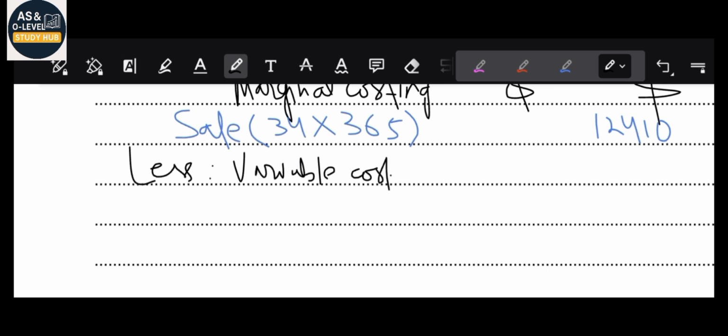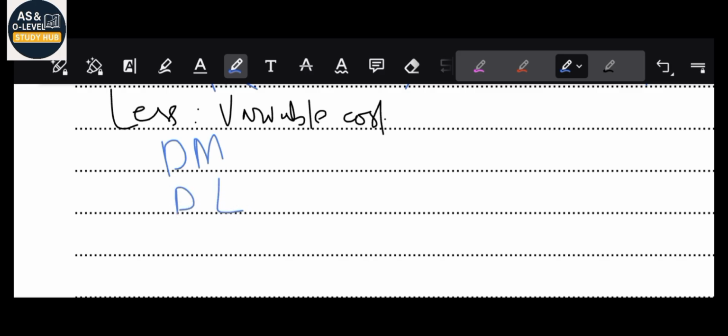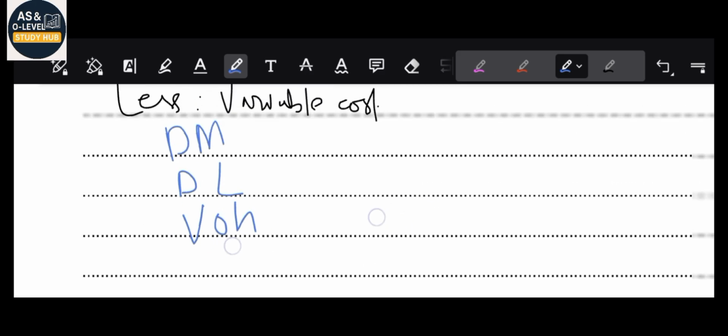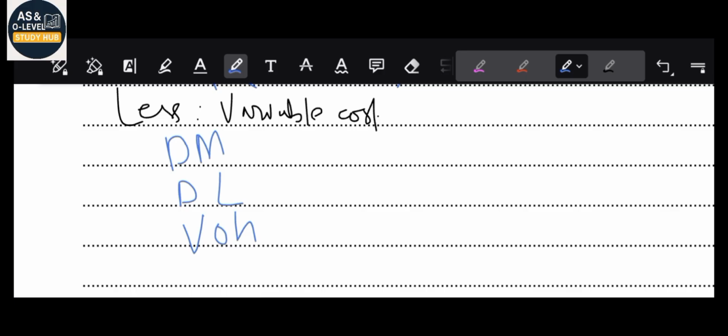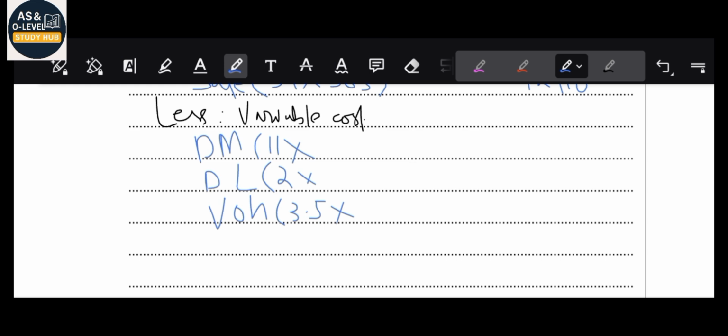In variable cost, we have direct material, then direct labor, then VOH. After that we write our closing inventory and opening inventory. But before that we will calculate our direct material. Direct material was $11, direct labor was $2, and VOH was $3.5. Now you might be thinking, with what units will we multiply this? We will multiply this with the production units, as these are the costs that occur during production.